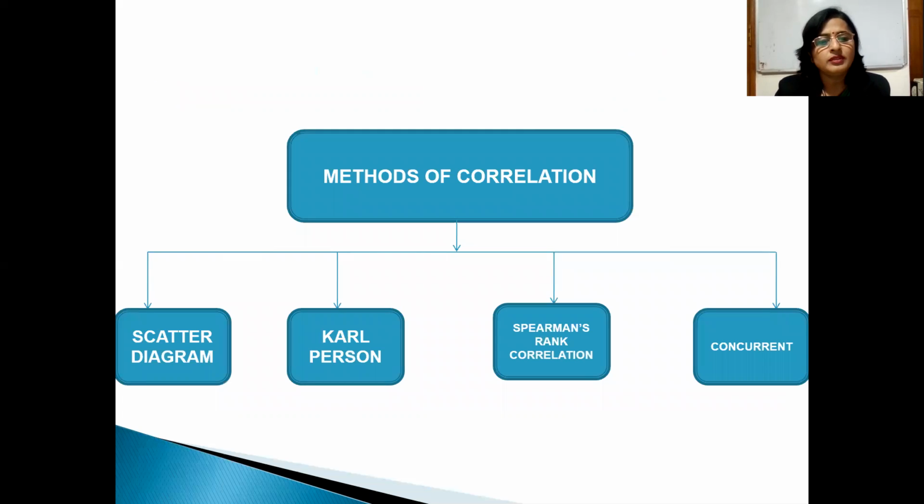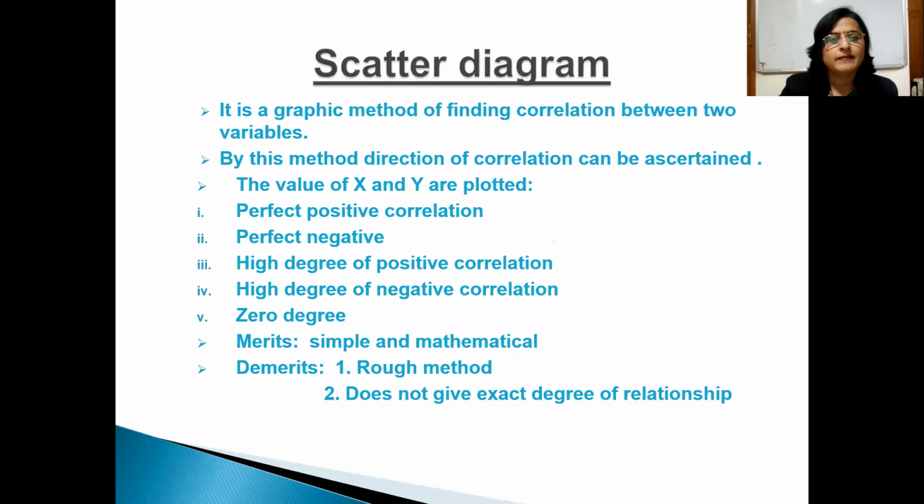Now coming to the methods of correlation. There are different methods of finding the correlation: scatter diagram, Karl Pearson, Spearman, and concurrent deviation. Scatter diagram is the graphical method of finding the correlation between two variables. By this method, we are able to ascertain the correlation on the basis of the direction. Here I have explained perfect positive correlation, perfect negative correlation, high degree of positive and negative, and zero correlation. If I discuss the merits of this method, it is a simple and mathematical method. Demerits: it is rough and does not give the exact degree of relationship.